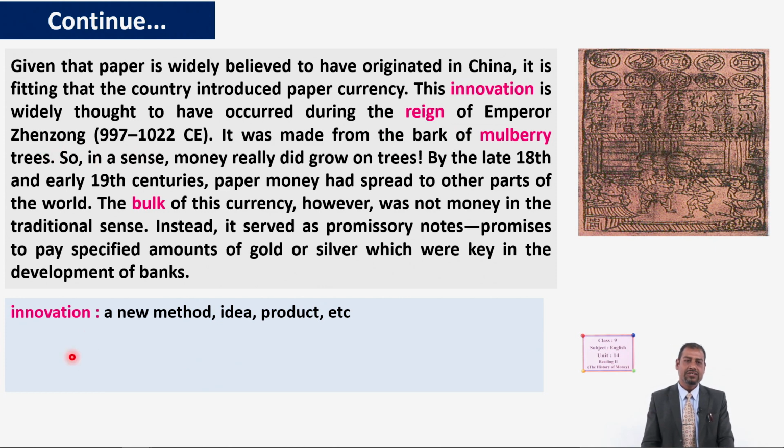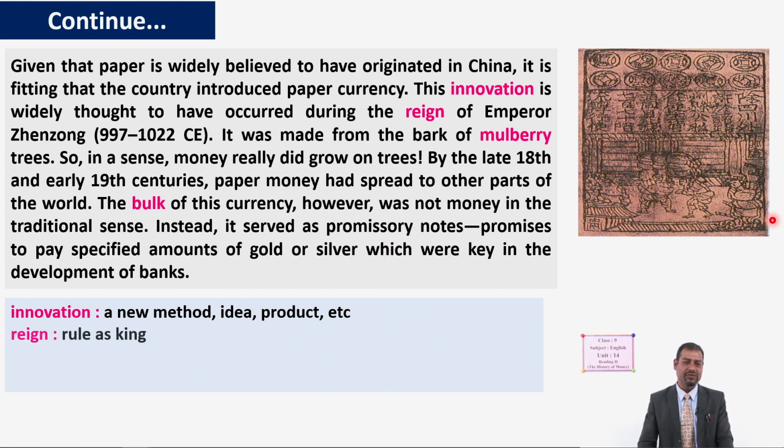Okay. So the next word we have is reign, R-E-I-G-N. The G sound here is silent, okay? You have to pronounce it as rain, R-E-I-G-N. What does it mean?